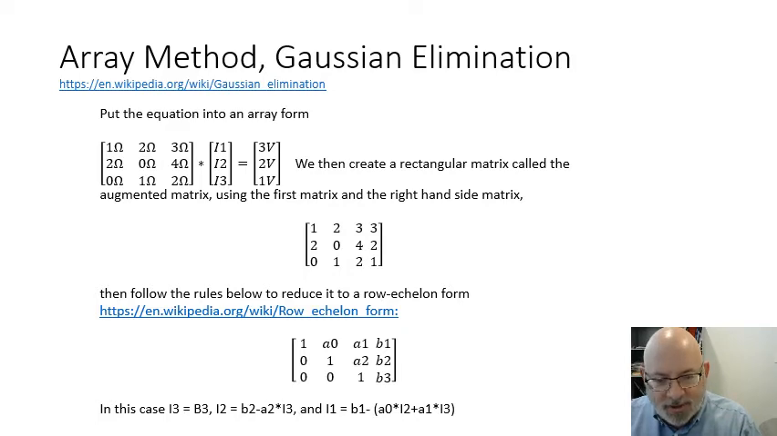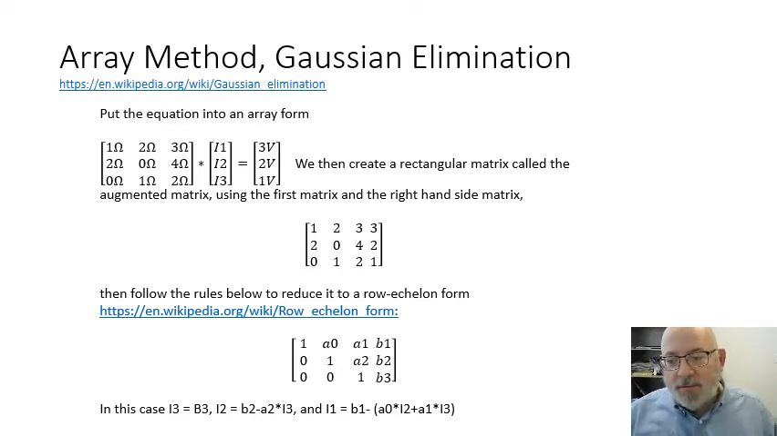Now, once you have it in the array form, you can write the augmented matrix. The augmented matrix is this matrix, 1, 2, 3, 2, 0, 4, 0, 1, 2. And then right alongside of it, we put the right-hand side column vector, 3 volts, 2 volts, and 1 volt. And this is called the augmented matrix.